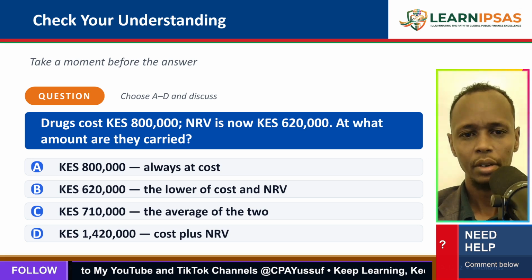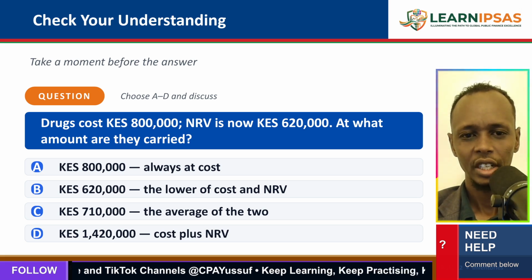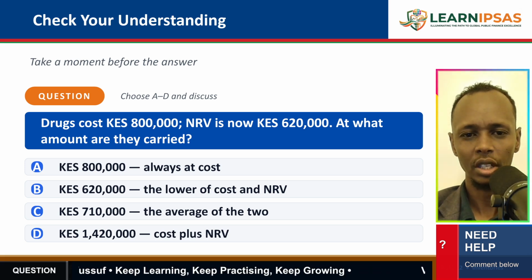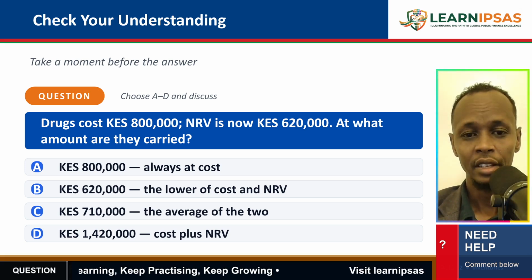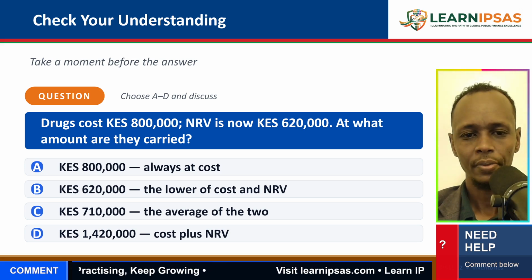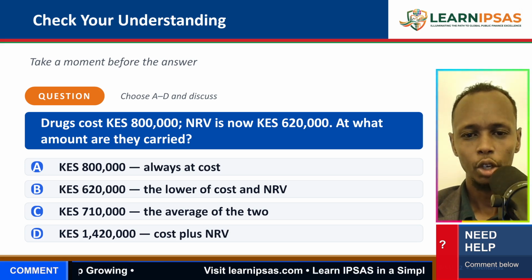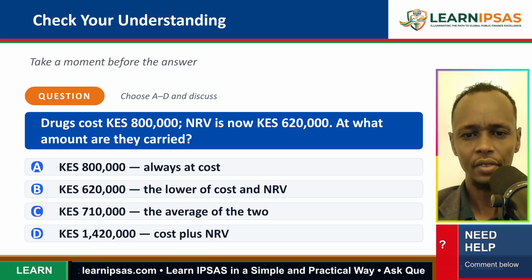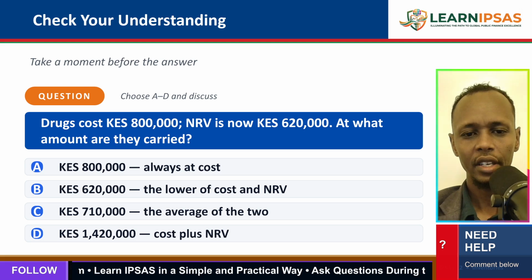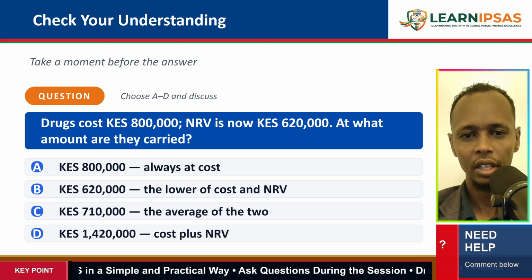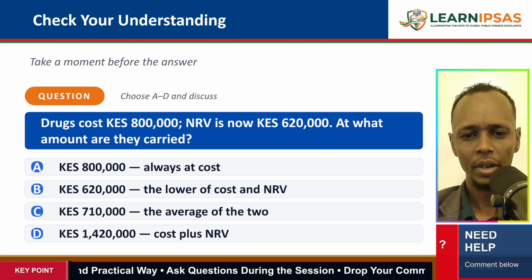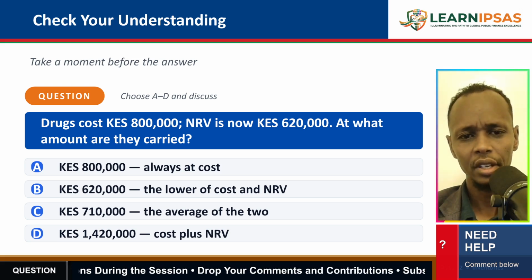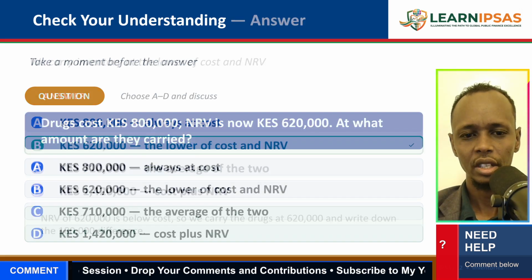Here is where we check our understanding. Question: drugs cost Kenyan shillings 800,000. NRV is now 620,000. At what amount are they carried? Are they carried at 800,000, always at cost? Are they carried at 620,000, the lower of cost and NRV? Are they carried at Kenyan shillings 710,000, the average of the two? Or at 1,420,000, the addition of the two together? So the answer is B, 620,000.